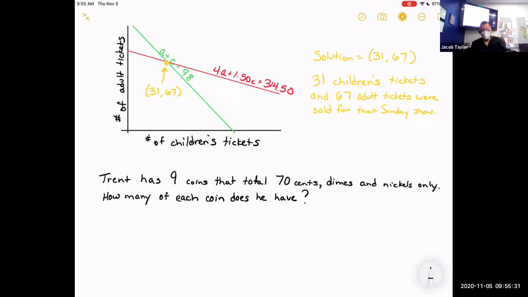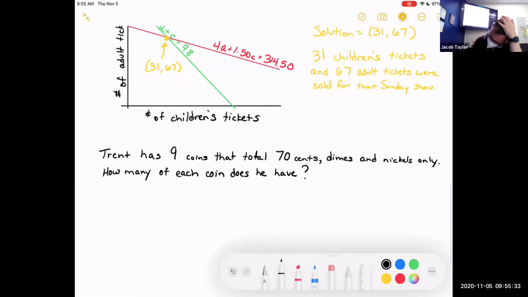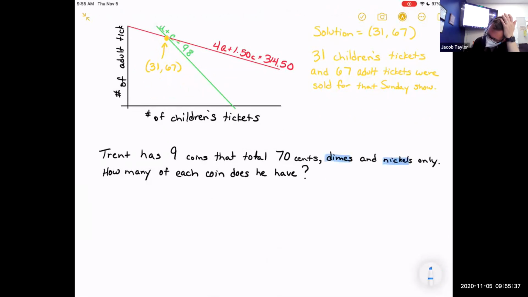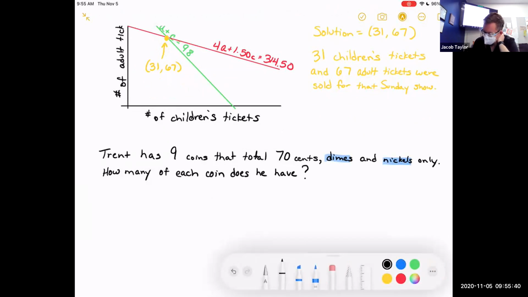So what's the first thing we do whenever we write an equation? That's exactly right. Define the variables. So if we know that all of his coins are nickels and dimes, those are going to be our 2 variables. How many dimes, how many nickels? So I think we should do N is the number of dimes and D should be the number of nickels. Who's with me?